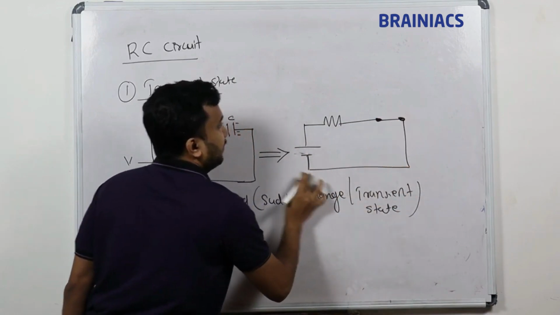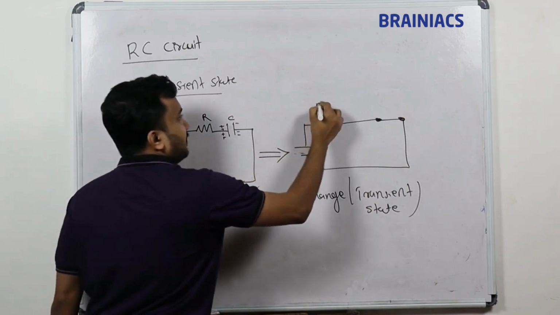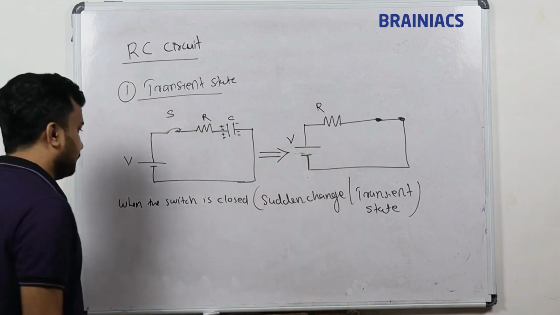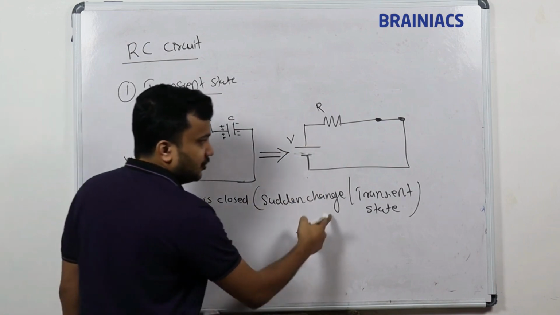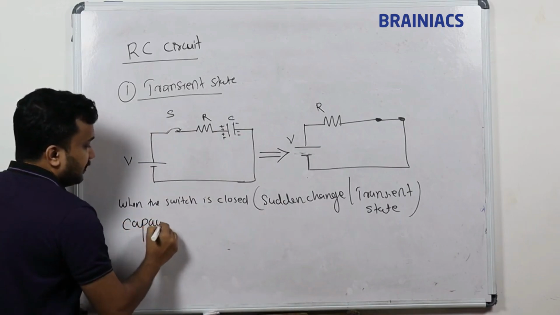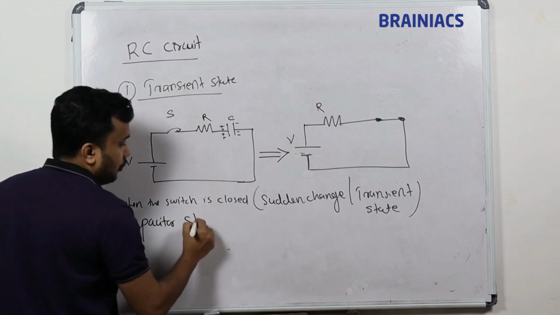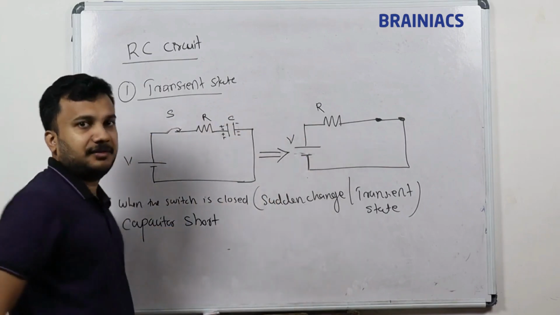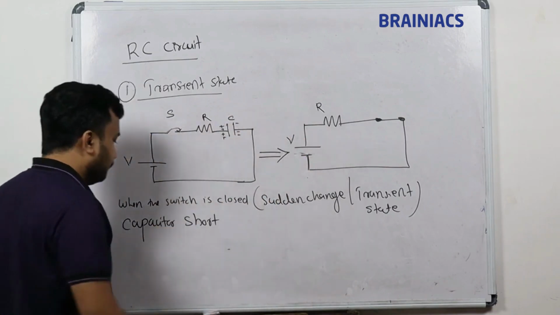This is important. This is my resistor, this is my battery. So during the transient state, when the switch is closed, sudden changes, so transient state, the capacitor is short circuited. Short circuited means directly connected. You can just connect it with a wire. Its effect is like that.